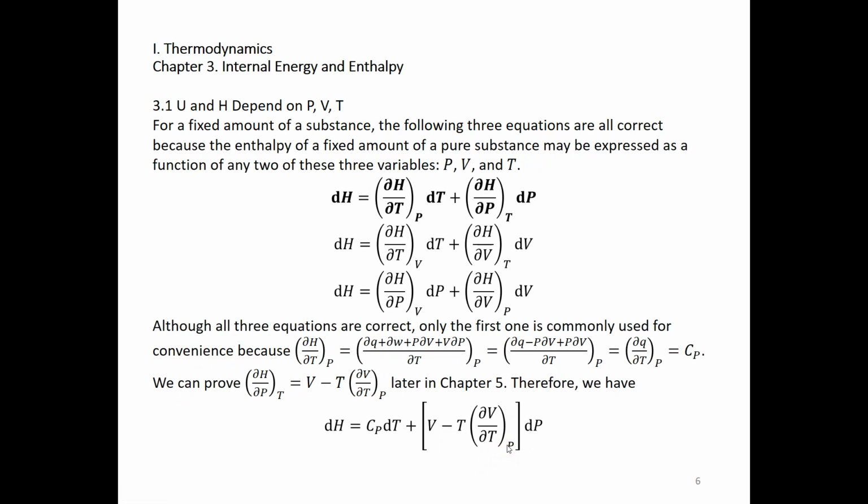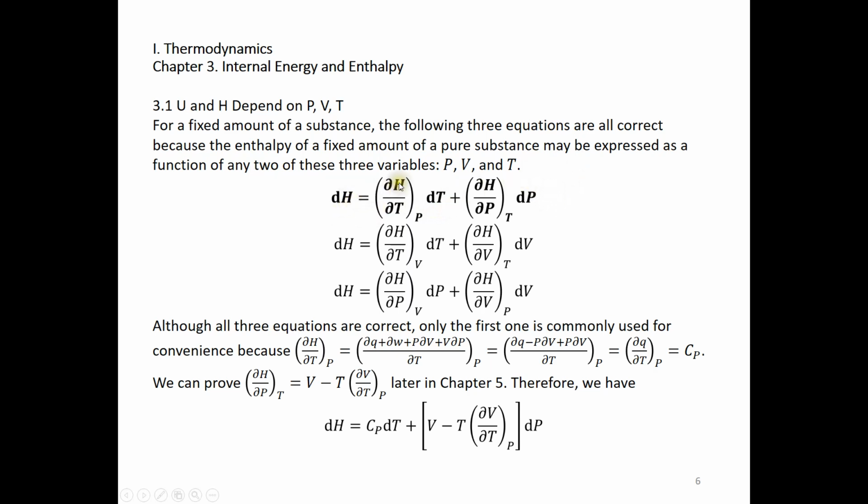For a fixed amount of substances, H depends on 2 out of these 3 variables, P, V, T. You can say enthalpy depends on temperature and pressure. You can say H depends on T, V. You can say H depends on P, V. So either way, you can write out an equation of the exact differential of enthalpy. So dH depends on dT and dP. dH depends on dT and dV. dH depends on dP and dV. Again, we almost always use one of the 3 equations, this one in the bold font. We almost always say, well, H depends on temperature and pressure for convenience.